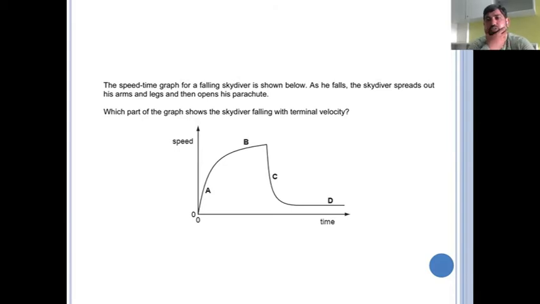Speed-time graph of a falling skydiver is shown below. As he falls, the skydiver spreads out his arms and legs and then opens his parachute. Which part of the graph shows the skydiver at terminal velocity? Now there is a technical point here: the skydiver has opened the parachute. We discussed the freely falling objects graph earlier also. For a skydiver, we had seen that terminal velocity was achieved twice, but here he says that the parachute has been opened. So we are talking about the second time, that is option D.